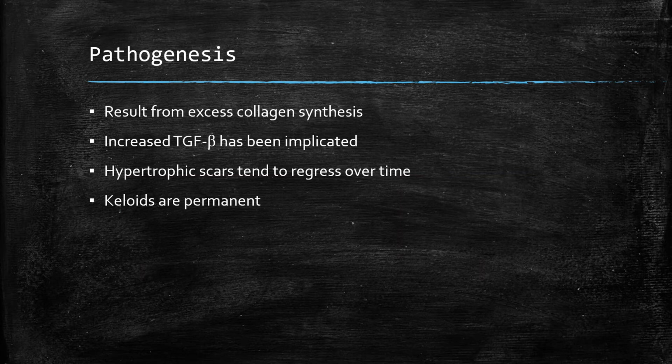Both hypertrophic scars and keloids result from excess collagen synthesis, and increased levels of transforming growth factor beta have been implicated in this process. If a patient does develop a hypertrophic scar, you can reassure them that these scars become less prominent over time. But keloids are permanent and do not regress.